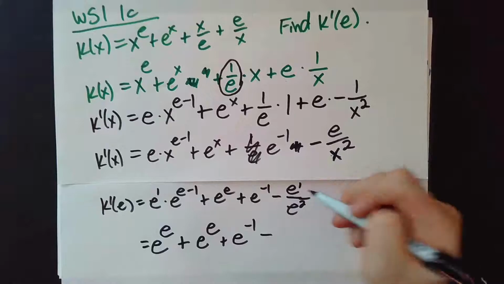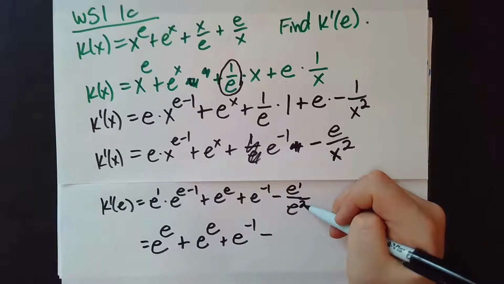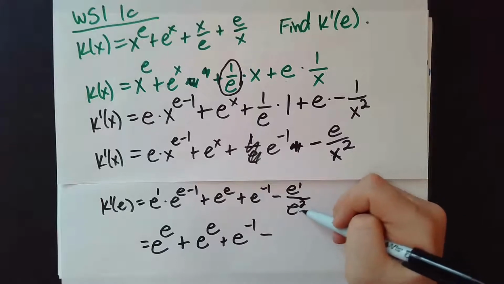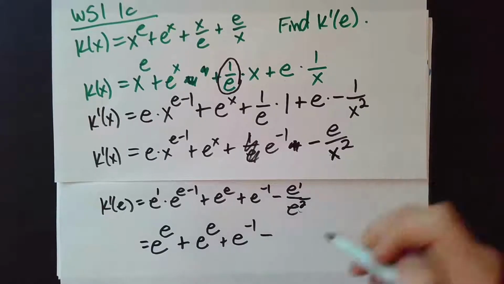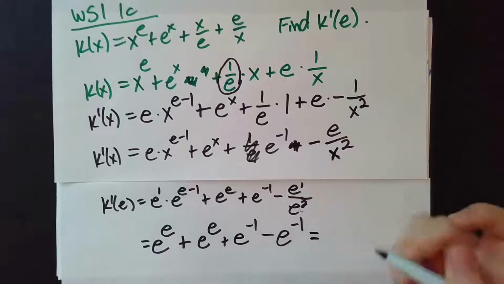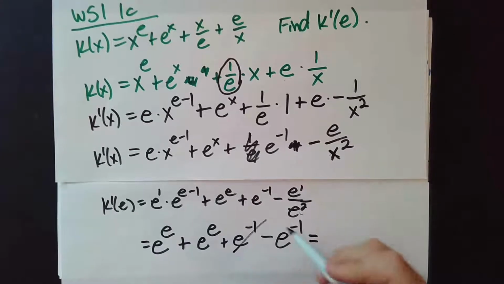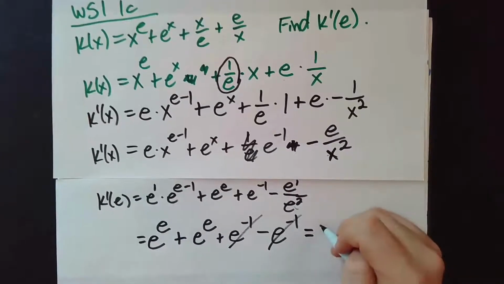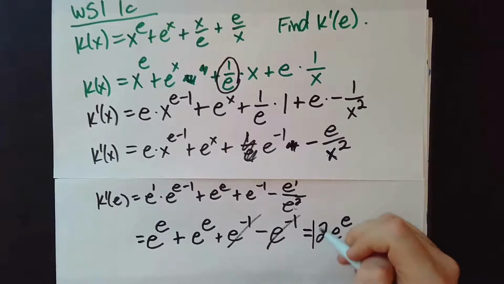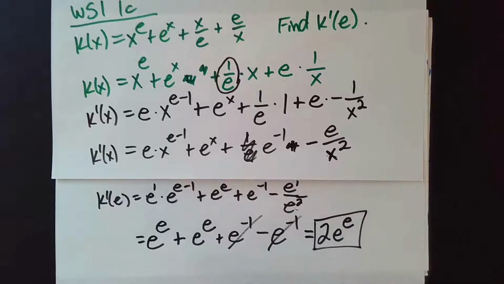Now this is an e to the first divided by an e squared, so because of the way fractions work, I end up subtracting the power of 2 in the denominator from the power of 1 in the numerator. So that becomes a minus e to the minus 1. Okay. So these two terms actually cancel, and I'm left with 2 times e to the e. I will give a minute for questions about that before I talk about 16D.